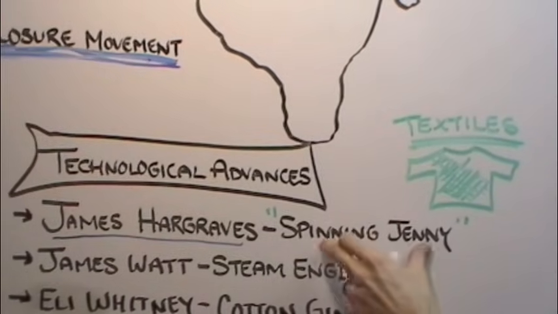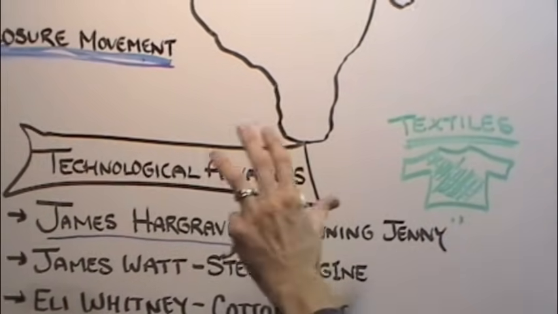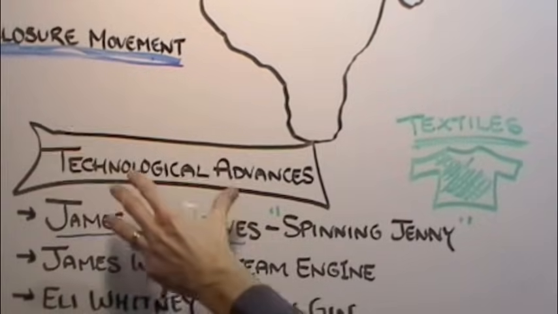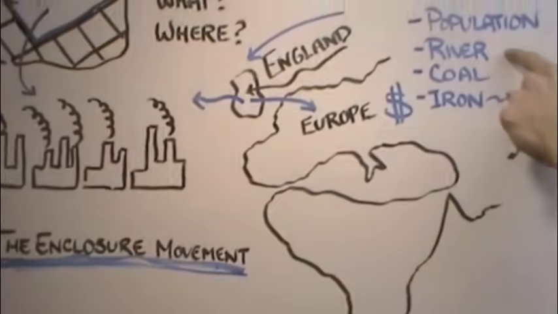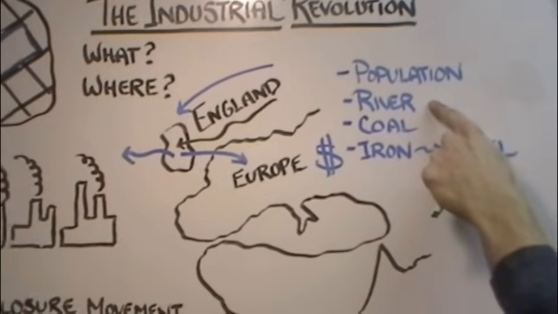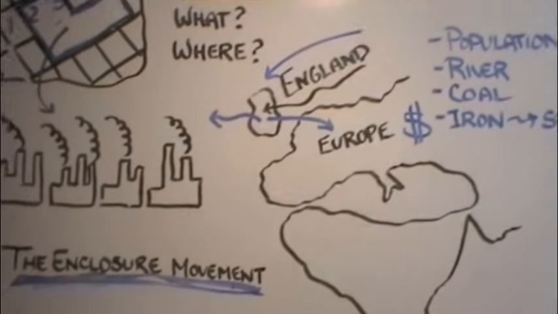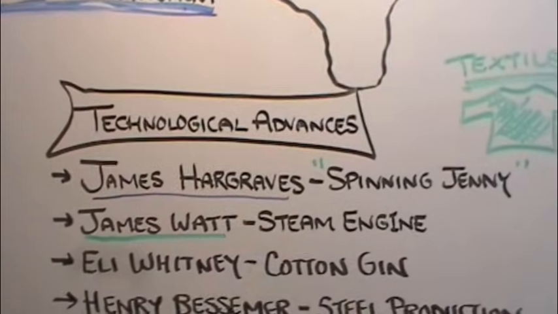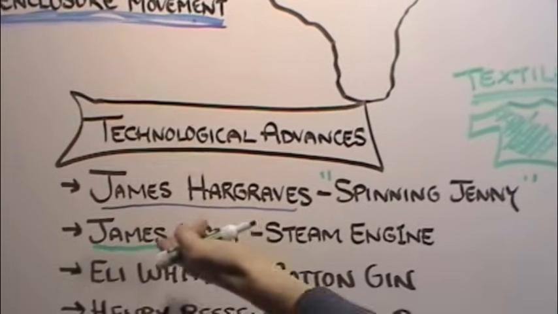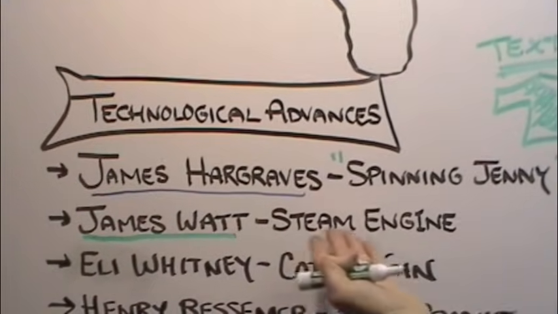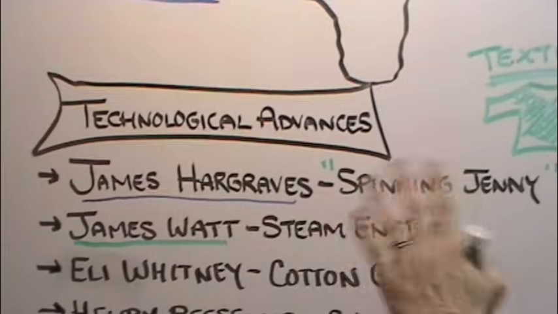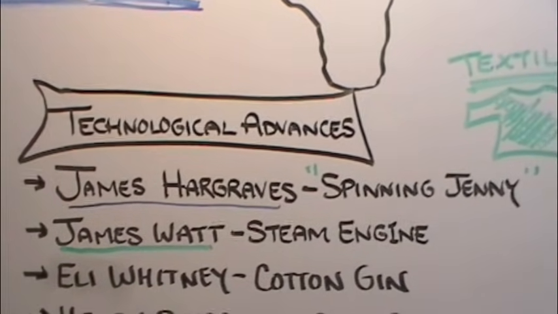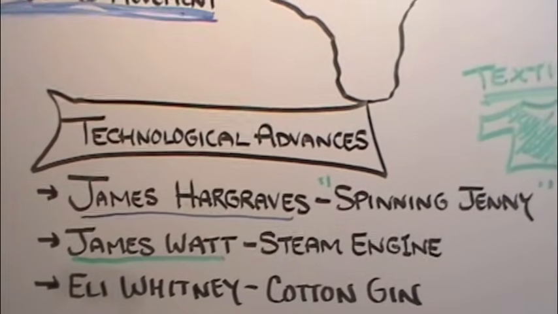That was put into factories, and a lot of these factories were powered at first, like we said before, by water. And eventually they are powered by an invention that is not originally invented, but is improved upon by a guy named James Watt, and that is a steam engine. For our practical purposes, you can just remember that James Watt invented the steam engine.